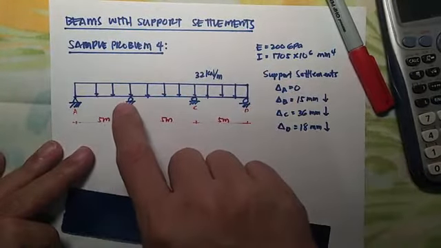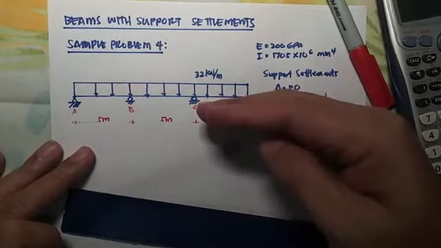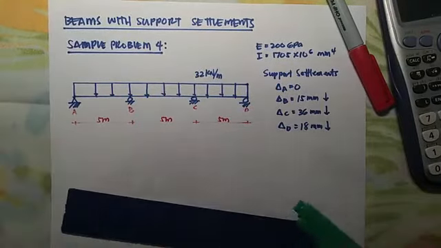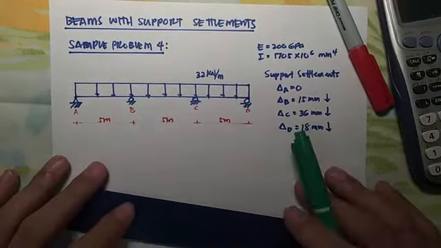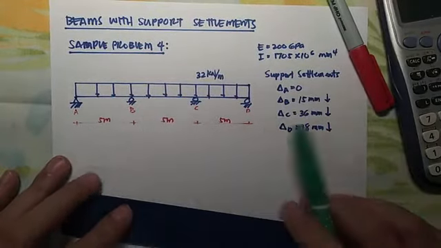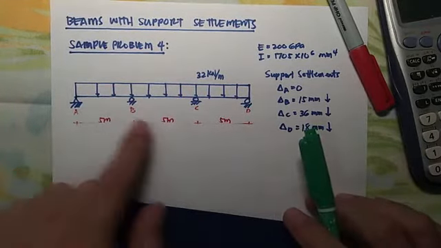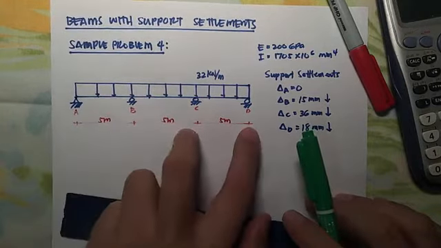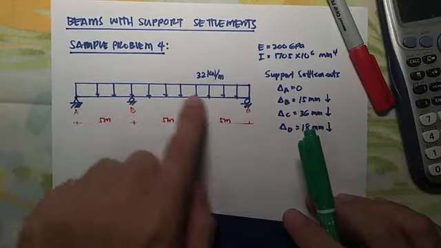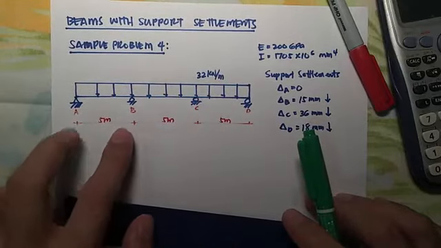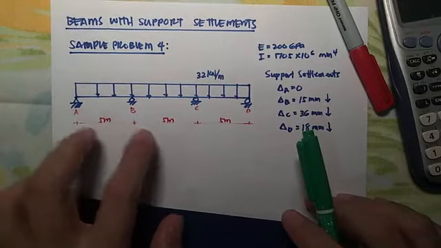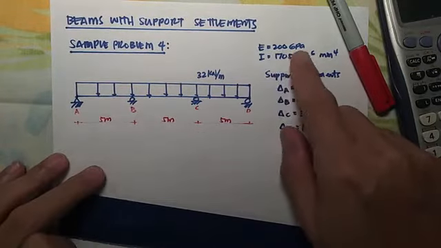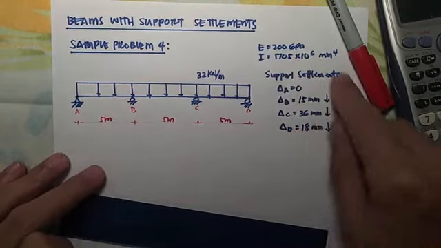Okay, so the supports displace downward, or nag-yield yung mga supports. Okay, so let us analyze this continuous beam. So we have a continuous beam, hinge, roller. So we have 3 spans. Then it is uniformly loaded with 32 kilonewton per meter. The span is 5 meters for each segment. Okay, so the EI values were given and these are the support settlements.